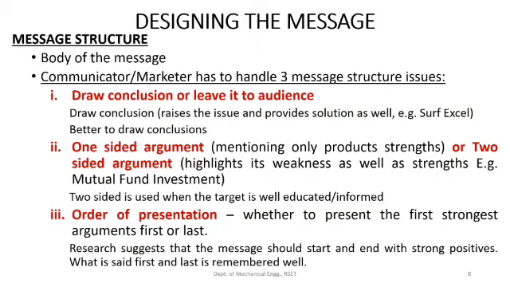Two-sided argument is generally used in cases like mutual fund investments, where they clearly state the risk involved in investing in mutual funds. Okay, so two-sided arguments are generally used when the target is well educated or informed. So when your target is well educated or informed about the product, and the different choices that he has, it is better to provide a two-sided argument which highlights its weaknesses as well as strengths.